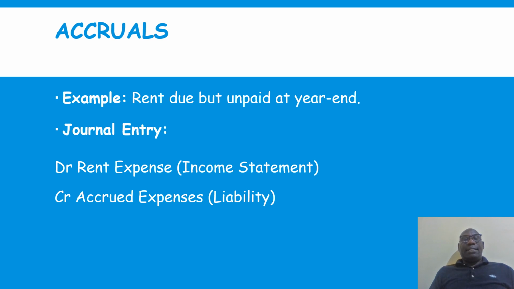So in this regard, when we look at a situation where rent is due but has not been paid by the end of the accounting period, the two accounts which we need to identify are one, the rent expense account, and secondly, the accrued expense account. Therefore, the rent expense account contained in the income statement and specifically in the profit and loss account will be debited. And the corresponding entry, of course, will be a credit entry in the accrued expense account.